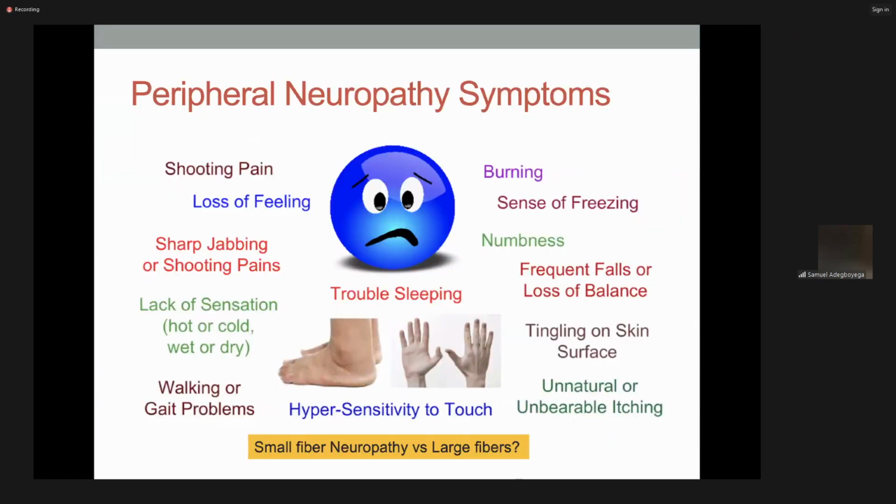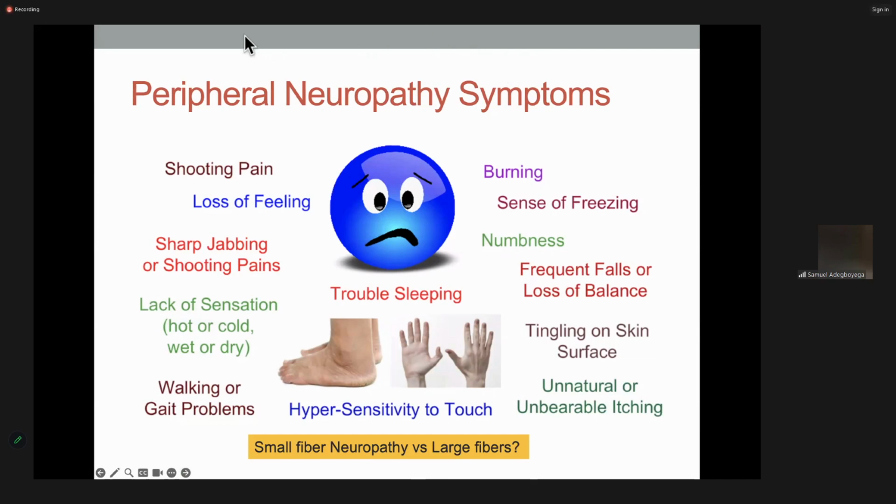Okay. These are all the signs of a patient demonstrating peripheral neuropathy: shooting pain, burning pain, stabbing pain, jabbing pain, right? Which one among these will tell you that the patient has small fiber neuropathy? Shooting pain? Say it again. Shooting pain?